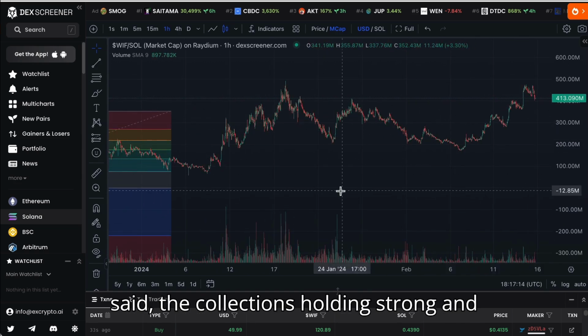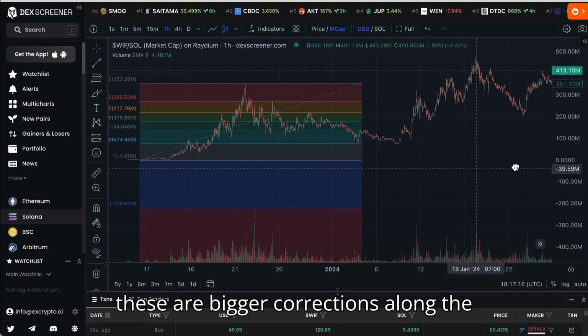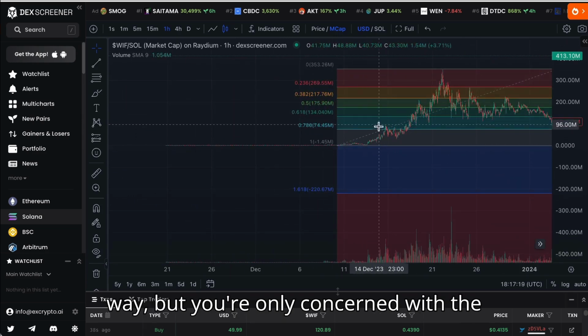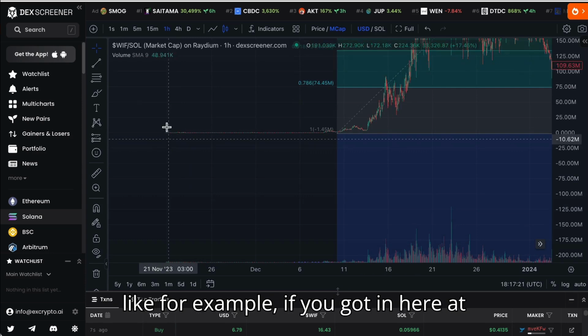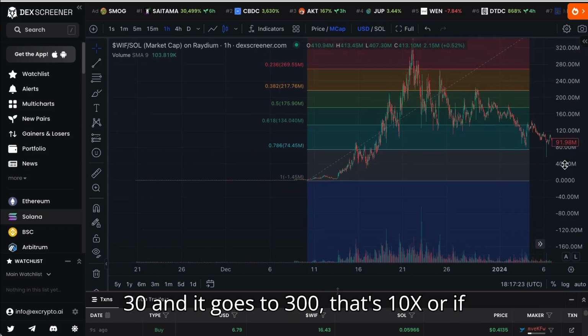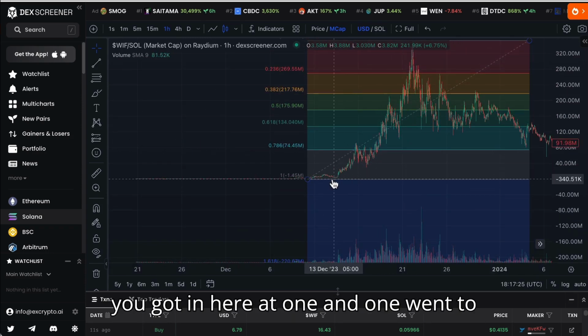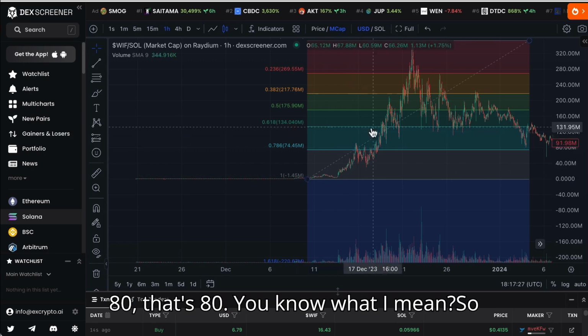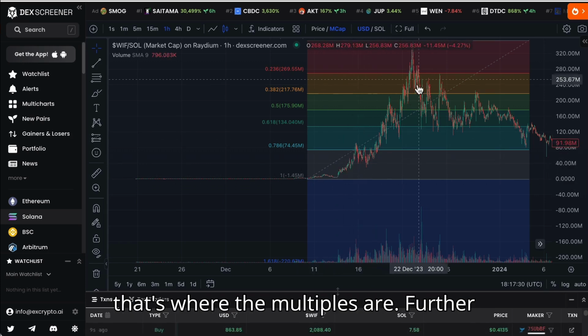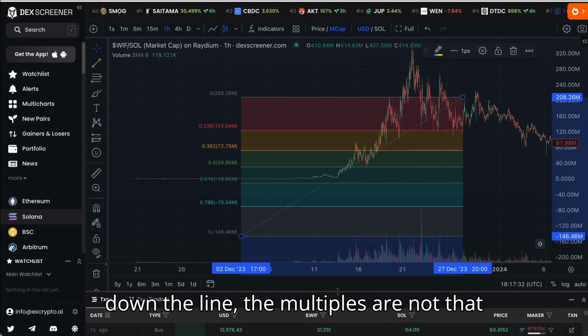So, like I said, the collection's holding strong, and these are bigger corrections along the way, but you're only concerned with the initial ones. These initial first ones, like for example, if you got in here at 30 and it goes to 300, that's 10x. Or if you got in here at 1 and it went to 80, that's 80x. You know what I mean? So that's where the multiples are. Further down the line, the multiples are not that good.